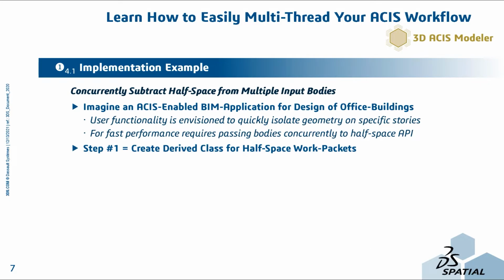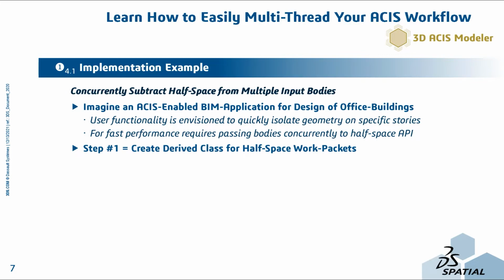Now consider a concrete example that demonstrates the implementation of API process MT. Imagine an ACIS-enabled BIM application for the design of multi-story office buildings. User functionality is envisioned that quickly isolates geometry on specific stories of the building. Such functionality entails the fast Boolean subtraction of a half space. That is, splitting bodies along a plane and separating the pieces depending on which side of the plane they lie.